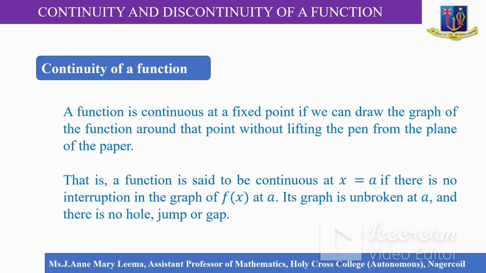That is, a function is said to be continuous at x is equal to a if there is no interruption in the graph of f of x at a. Its graph is unbroken at a and there is no hole, jump or any gap.